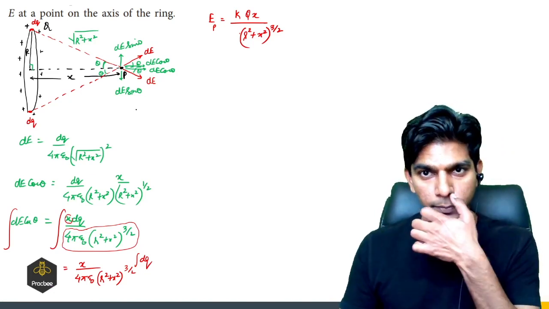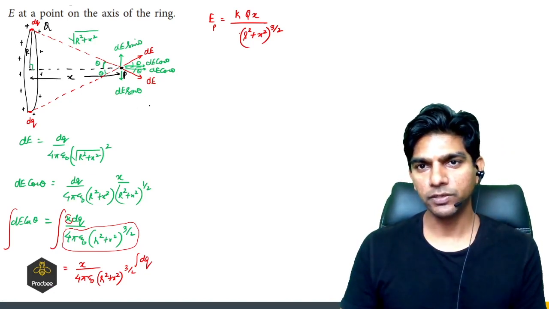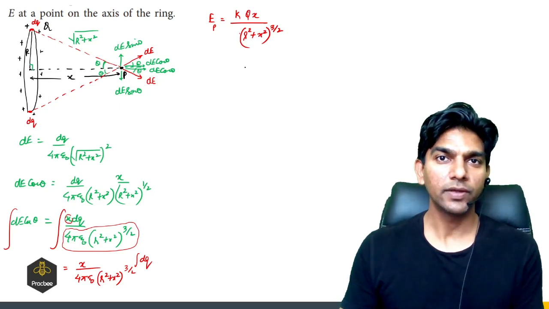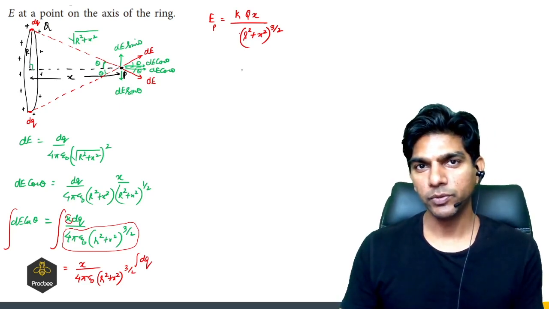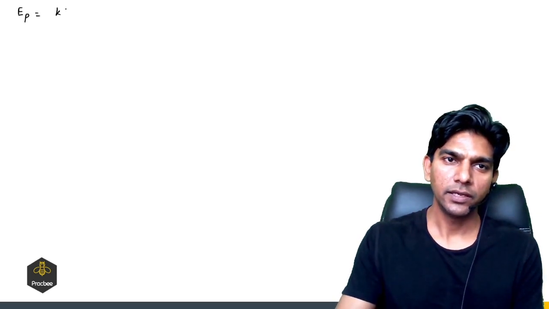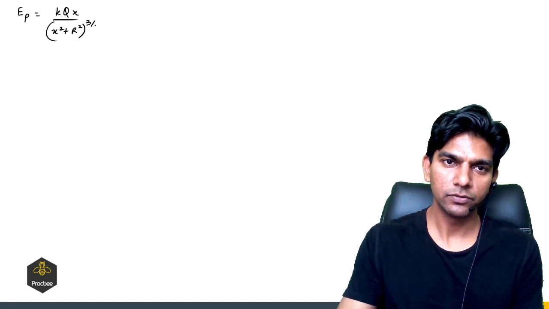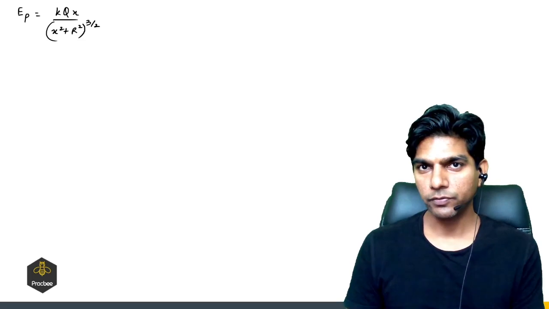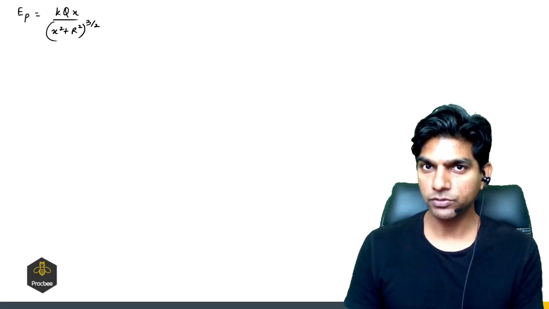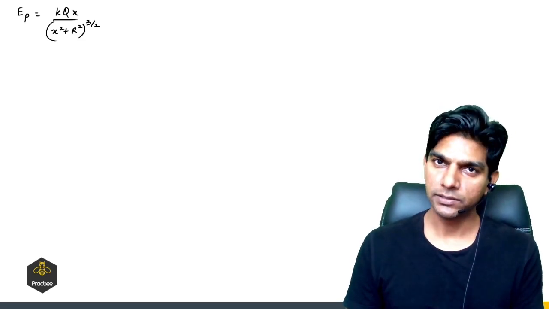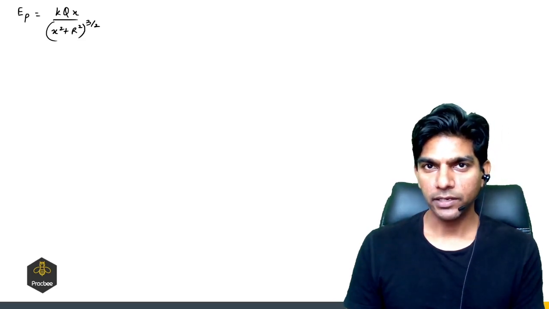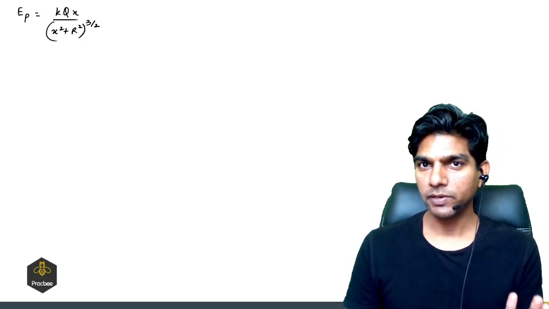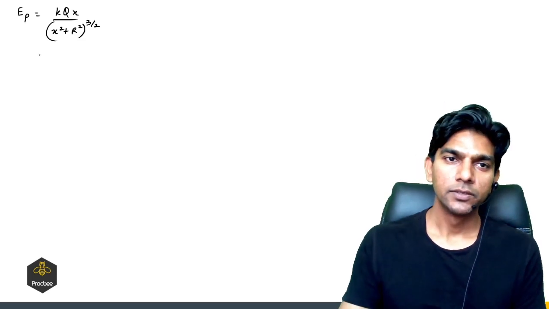Now sometimes I have seen a question where they ask at what value of x the electric field will be maximum. So let us find that. We know EP is kqx upon x square plus r square raised to power 3 by 2. Here I'm going to use the maximum-minimum approach. I will differentiate the electric field with respect to x, then equate it to 0, and then find the value of x at which that equation is satisfied. And that will be the value at which the electric field will be maximum. So let us differentiate this.